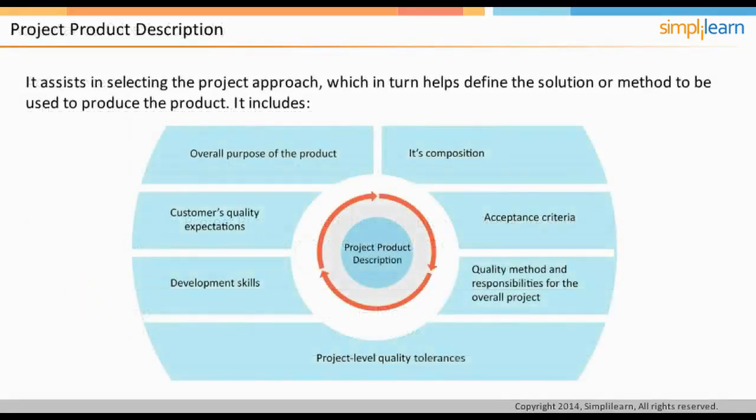It assists in selecting the project approach, which in turn helps define the solution or method to be used to produce the product. The project product description includes the overall purpose of the product, its composition, that is, the set of products it needs to comprise, the customer's quality expectations, acceptance criteria, and development skills. It also includes quality method and responsibilities for the overall project and project-level quality tolerances. We will continue our discussion on project product description in the following screen.